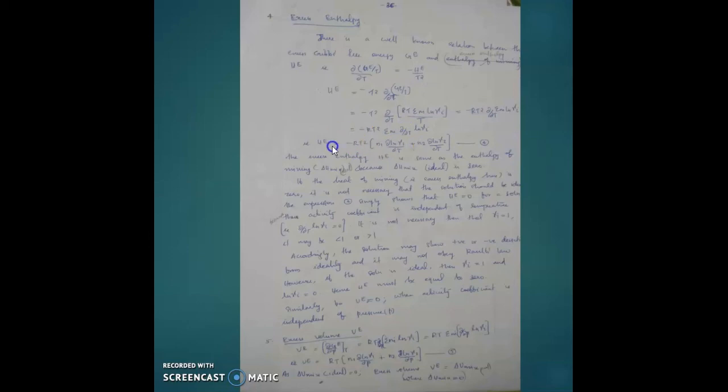So for a binary system we can write the excess enthalpy HE is equal to minus RT squared common factor into N1 dou ln gamma 1 by dou T plus N2 into dou ln gamma 2 by dou T. Just expanding, as in the previous cases. This is equation 4.